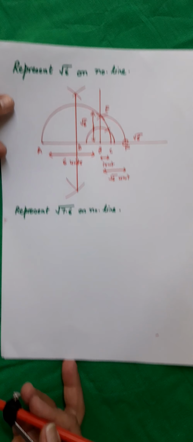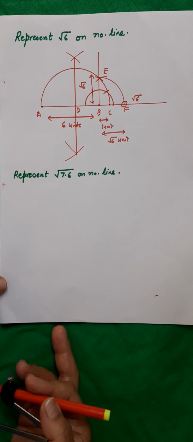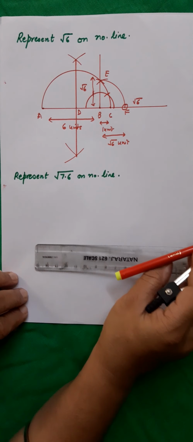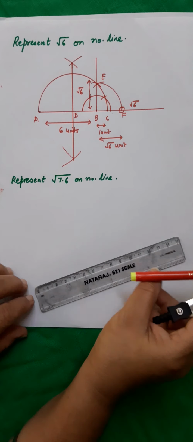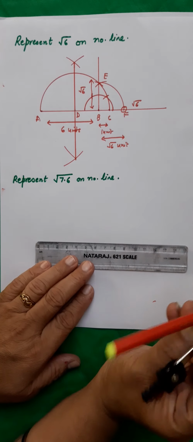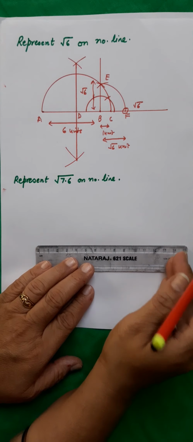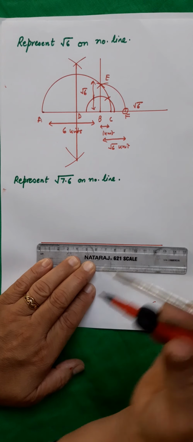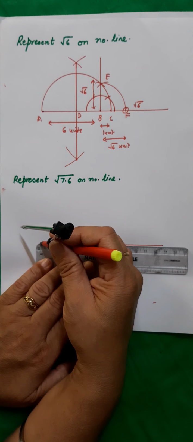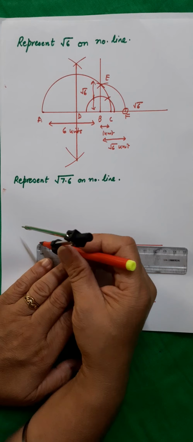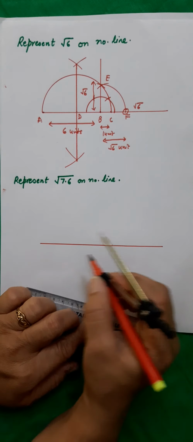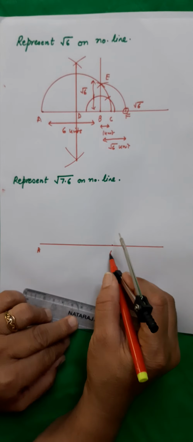Now let us do this second one, root 7.6 on number line. So again, what is my first step? My first step is that I will take 7. I'll draw one number line. We draw a little big number line. Then we take 7.6. 7.6 is up to this. So we name it A, B.